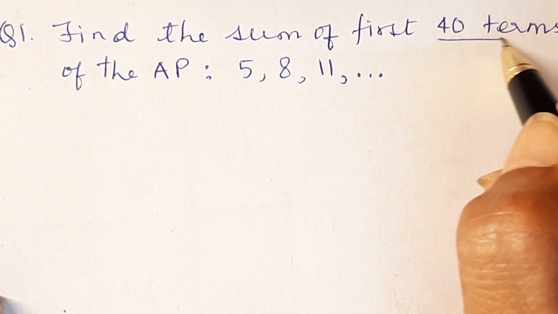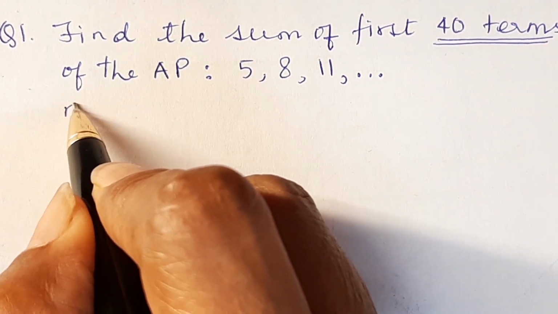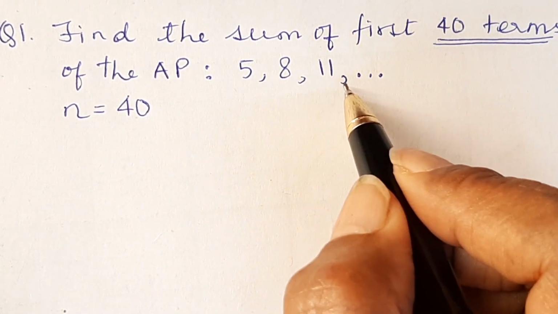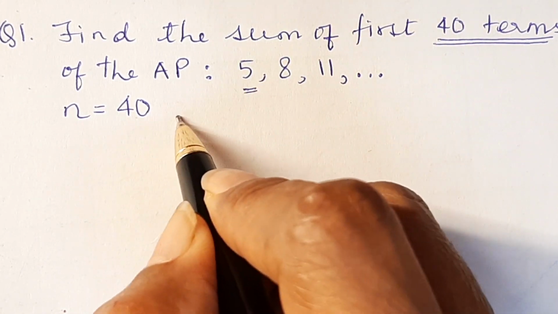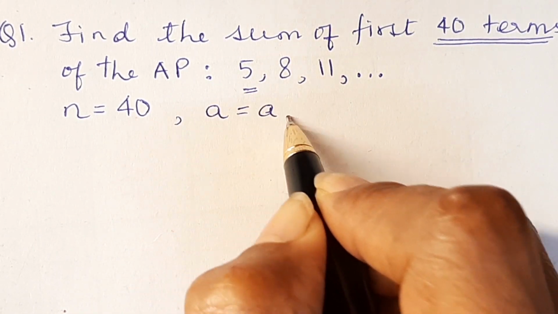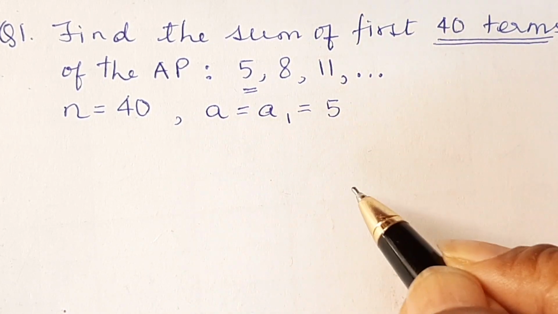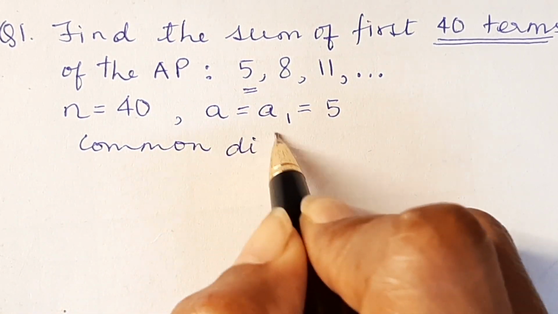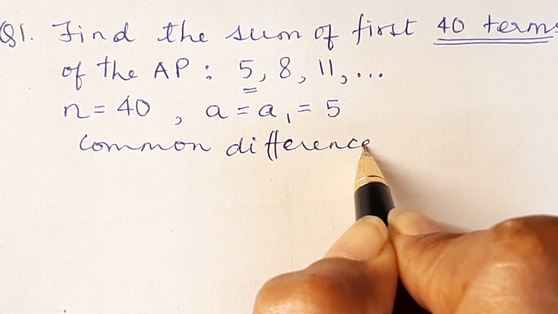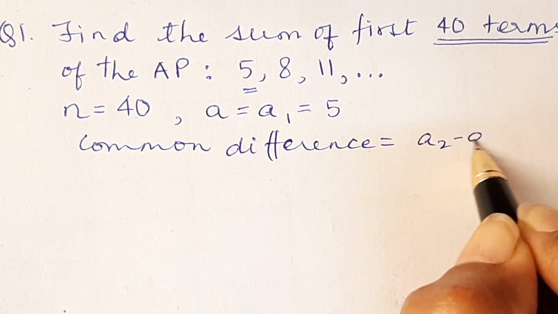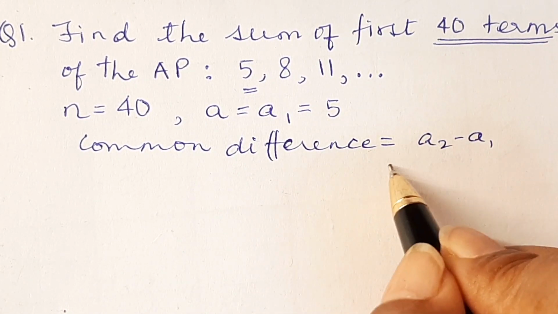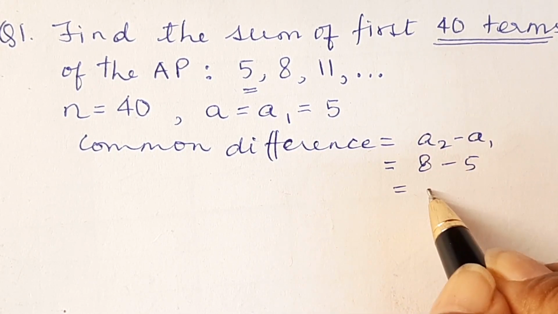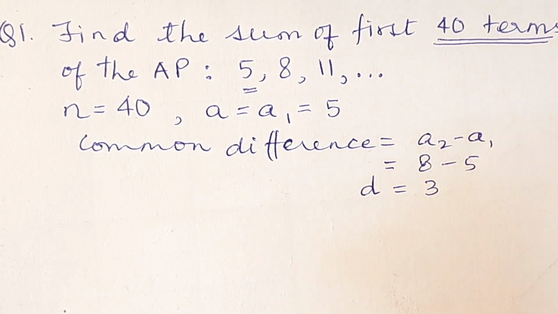Now, first 40 terms, this will tell us that n is 40. Our AP is 5, 8 and 11. So the first term, a, which is A1, will be 5. And our common difference will be A2 minus A1, which is 8 minus 5, which is equal to 3. So our d is equal to 3.